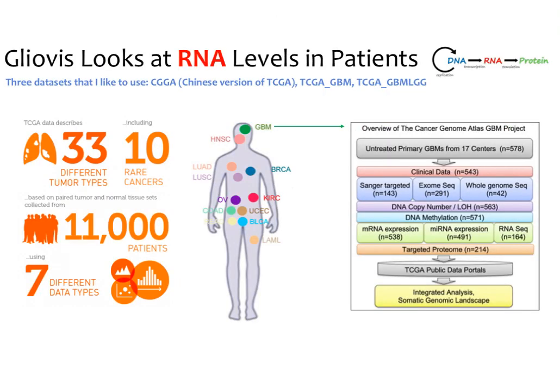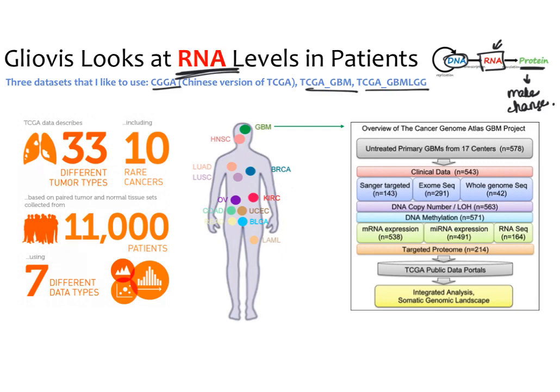So first, it's important to understand that GlioVis looks specifically at RNA levels. So when we talk about biology, we know that we have DNA, which is the main genetic code. That becomes RNA, and then that is translated to protein, which actually makes changes in the cell. And GlioVis, for our purposes, for what we're going to talk about right now, is looking mostly at this RNA level change. Okay? There are 3 data sets that I think are particularly good. So the ones that I like to use are CGGA, TCGA-GBM, and the TCGA-GBM-LGG. And we're going to go over each of these in greater detail.